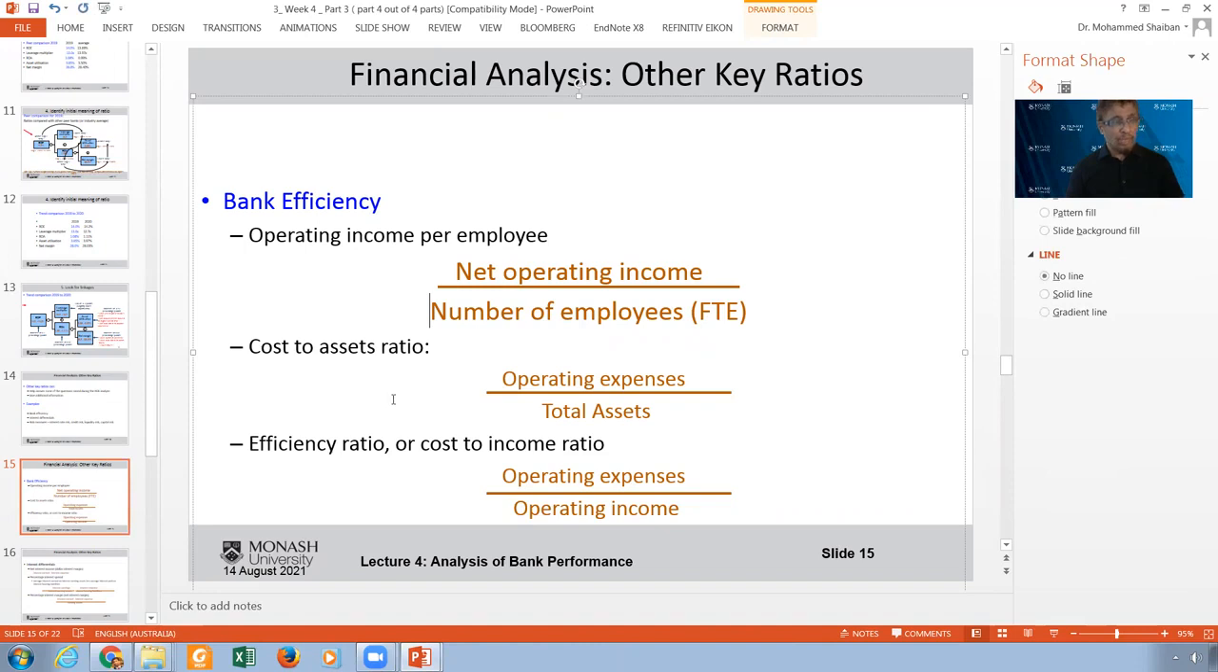We have the cost to asset ratio, which is the operating expenses over the total assets. And we want this to be as low as we can. And we want the efficiency ratio or the cost to income, so operating expenses to operating income. We want this ratio also to be very low. These 2, we want them very low, in a legitimate way. So for the first, the higher the better; for those 2, the lower the better.